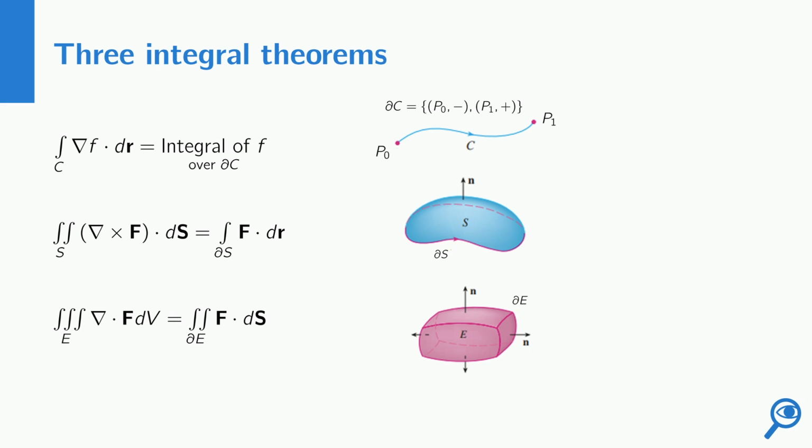Now let's see what these 3 equalities have in common. In each of them we have, on the left-hand side, an integral of some kind of derivative of a function or a vector field over some object, and on the right-hand side, the integral of that function or vector field itself over the boundary of that object. So, loosely speaking, each of the 3 equalities has the format shown here.